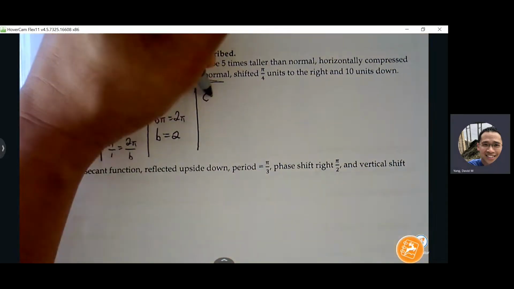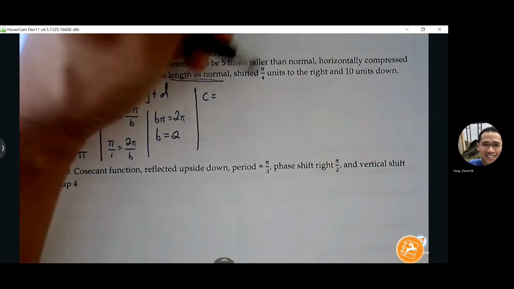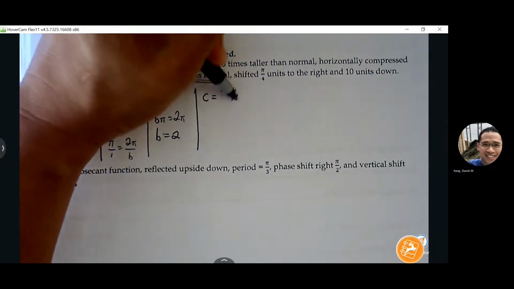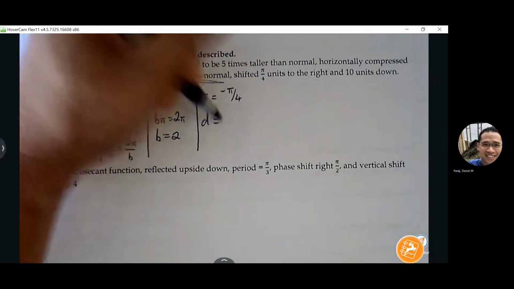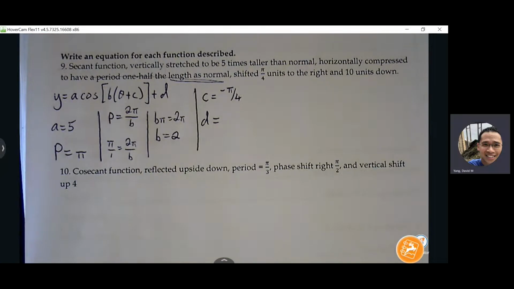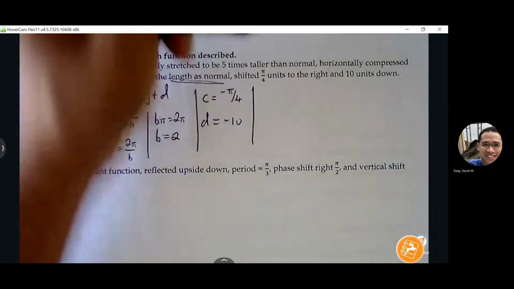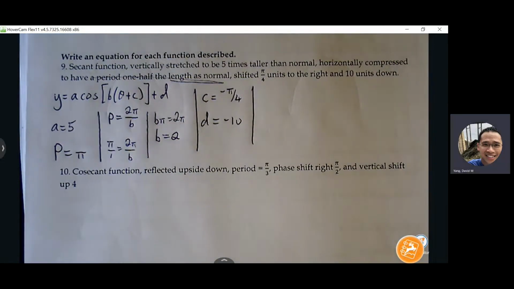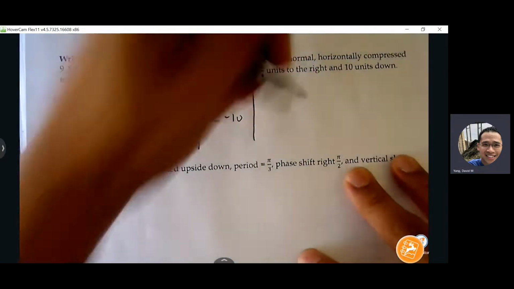So what's our c value going to be? Minus, yeah. And 10 units down. D equals -7. So not much different than cosine.